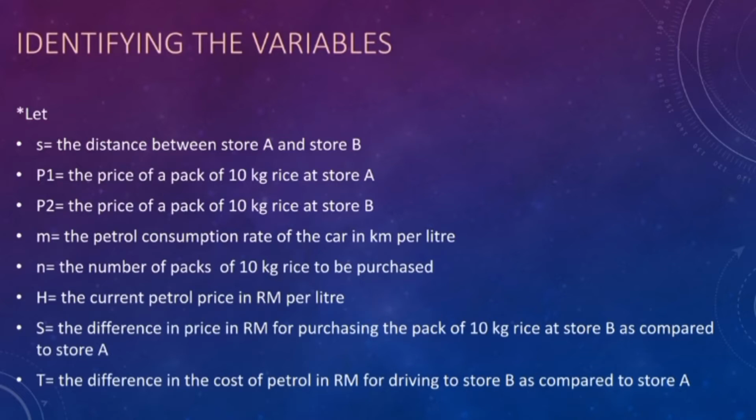Big S equals the difference in price in RM for purchasing the pair of 10 kg rice at store B as compared to store A. T equals the difference in the cost of petrol in RM for driving to store B as compared to store A.